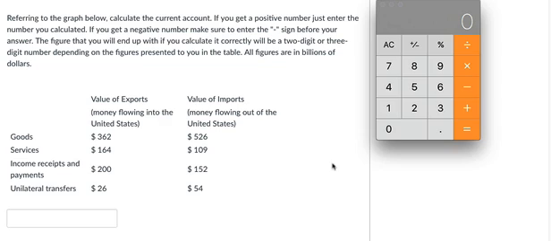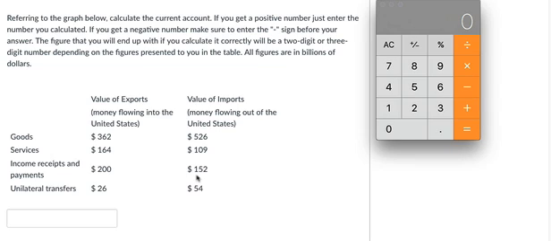Okay, well, we have a table that's pretty clear here. On the left-hand side, we have the value of the exports, money flowing into the United States. And on the right side, we have value of imports, money flowing out of the United States. So the current account is simply the value of all the exports minus the value of all the imports, which could either be a positive number or a negative number.